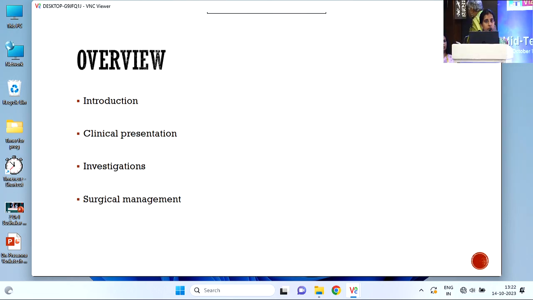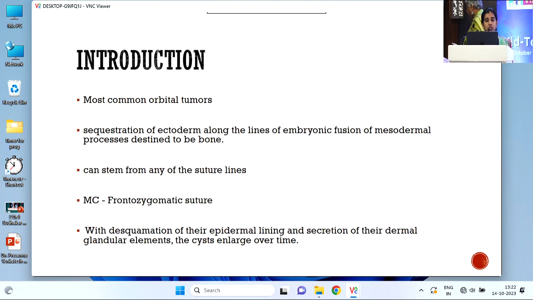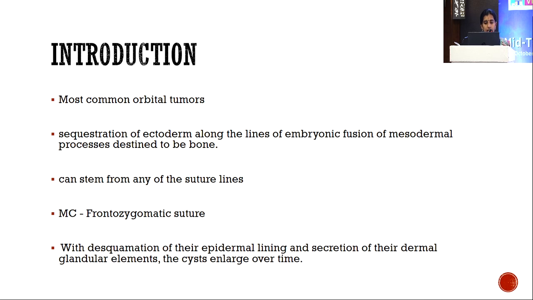So this is the overview of my presentation. Dermoid cysts are the most common orbital tumors which we encounter in our routine clinical practice. So what are these dermoid cysts? They are the benign choristomas which arise from sequestration of ectoderm along the lines of embryonic fusion of mesodermal processes. They can stem from any of the sutural lines in the orbit, but the most common is the frontozygomatic suture. With the desquamation in the epithelial lining, these cysts tend to enlarge over a period of time.